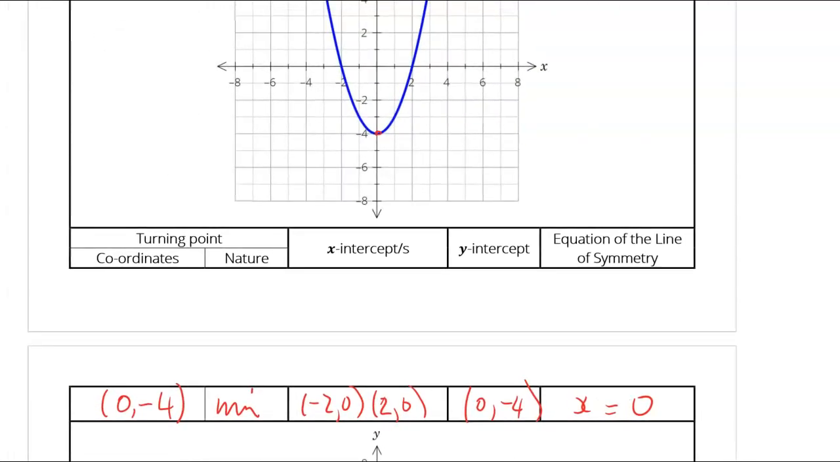So when we give coordinates, we usually give them as a coordinate pair, but just make sure you put 0 in the right spot. So the x-intercepts start with the value, comma 0, because it's the x value and the y value is always 0 on the x-axis. The y-intercept starts with an x value of 0, y value of -4. The equation of the line of symmetry is always that x value of the turning point, which is x equals 0. And of course it is a minimum because it comes down, reaches a lowest point, and then comes back up again.